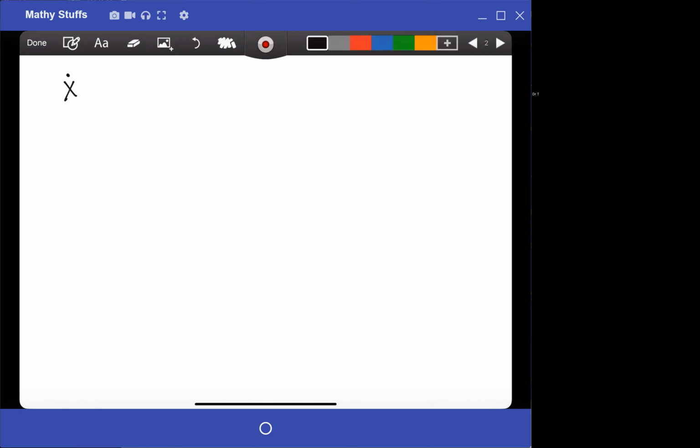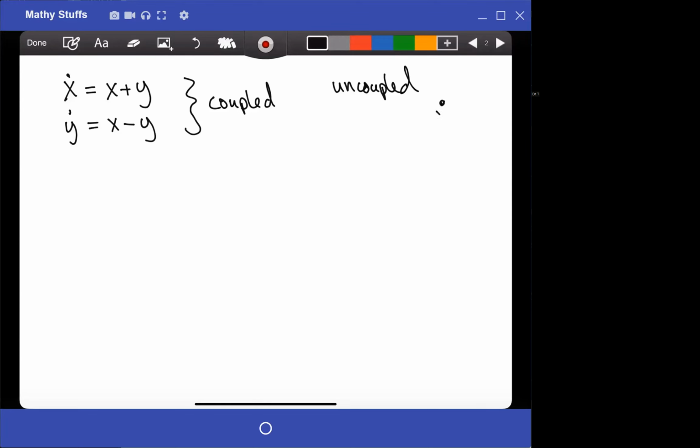So here, I'm just going to start off with the example that I kind of messed up in class, which was the last example. And this was x dot equals x plus y, y dot equals x minus y. Now, notice that the x dot depends on x and y, and similarly for the y dot. This is called a coupled system because the x dot equation depends on something besides x, and similarly for the y dot. An uncoupled system would just have x dot equals a pure function of x and y dot equals a pure function of y. So we've got a coupled system here, and that's when things get pretty interesting.